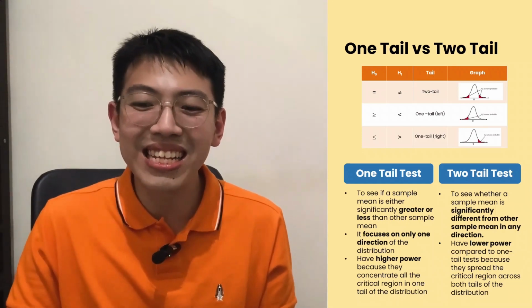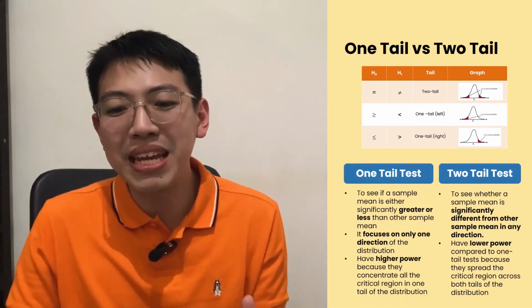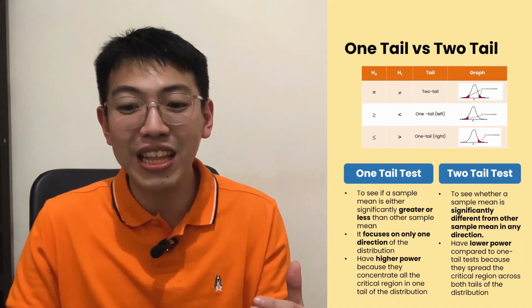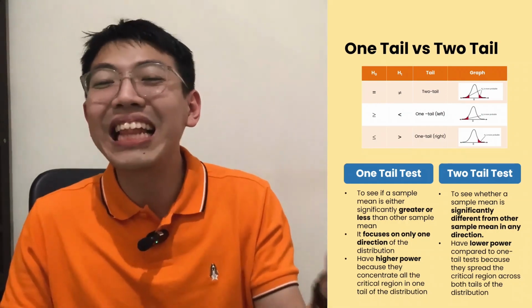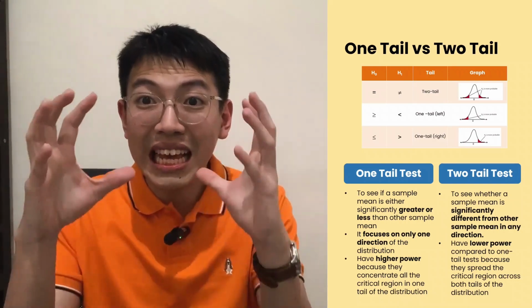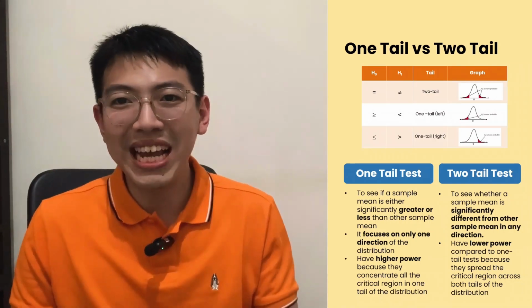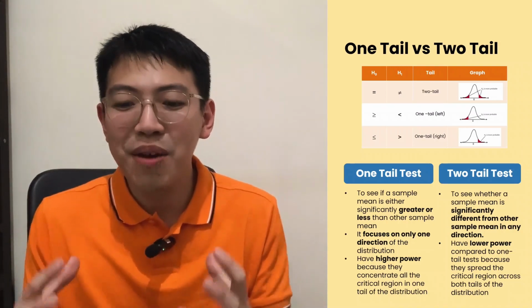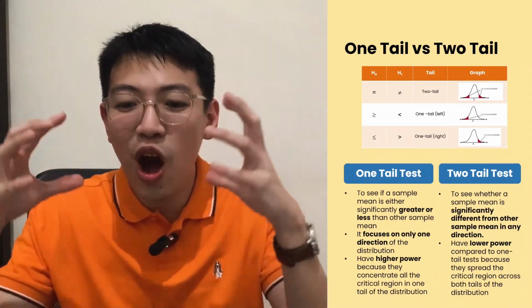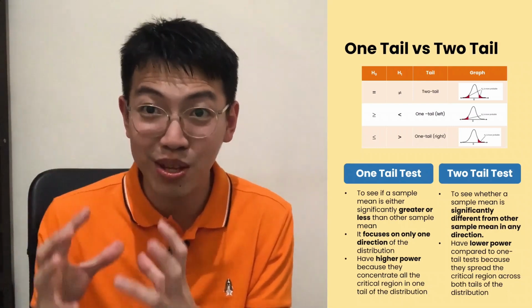However, one-tailed test is used when we want to know whether a sample mean is either significantly greater or less than other sample mean. It focuses only on one direction of the distribution. Therefore, it has higher power because they concentrate all the critical region in one tail of the distribution.